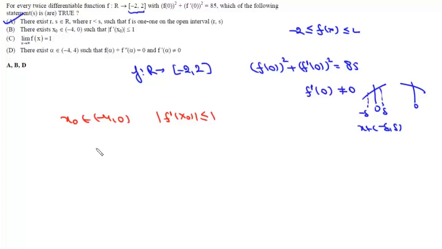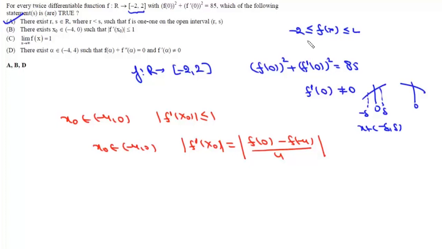Now what we'll do is, we'll apply Lagrange's mean value theorem in this interval. There will be some x0 in minus 4 to 0 such that f'(x0) will be equal to f(0) minus f(-4) upon 4, and we take this mod sign.